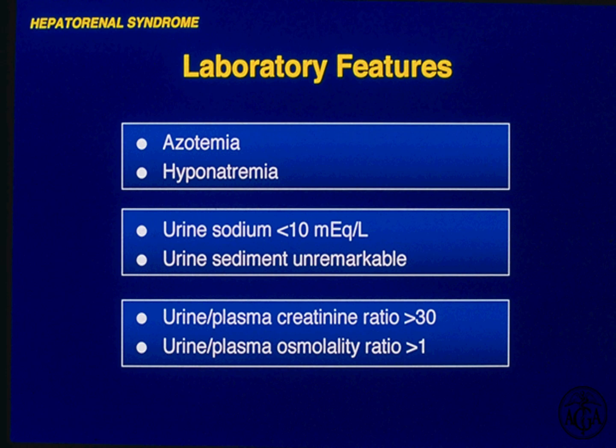Its clinical features include ascites, hypertension, oliguria, and jaundice, and typically it will lead to death within weeks. Laboratory findings: you do have hyponatremia, elevation of creatinine and BUN, and most importantly, the urine sodium is below 10 milliequivalent per liter and most of the time below 5 milliequivalent per liter.